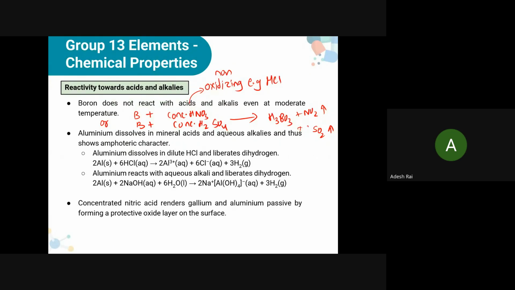Are you getting my point or not? So, if I ask whether it will react with HCl, the answer is no. But will it react with HNO3 or H2SO4? The answer is yes. And what does it form? It forms boric acid.